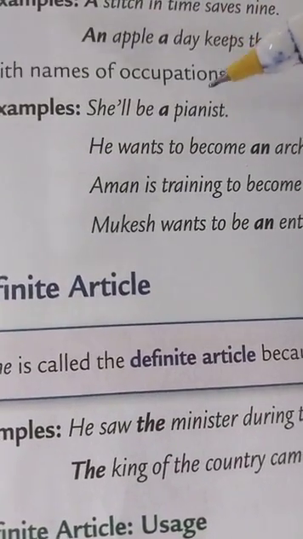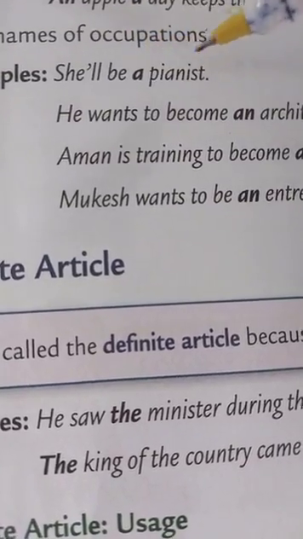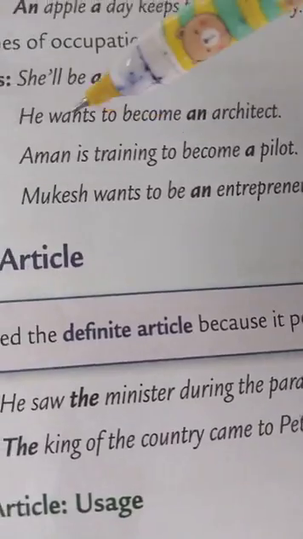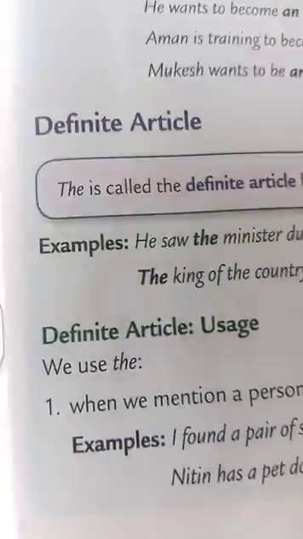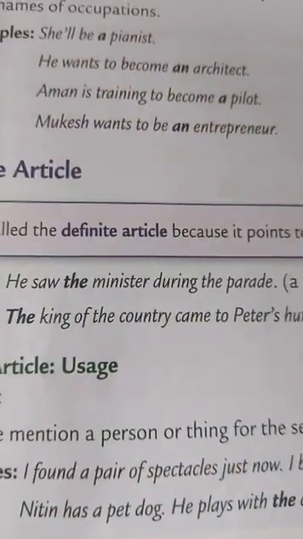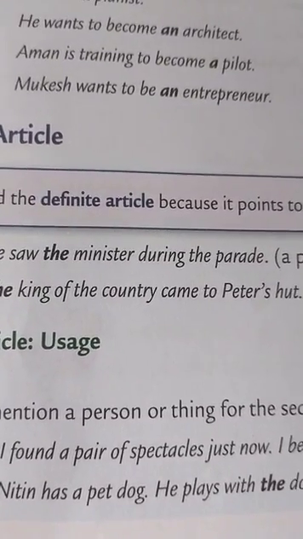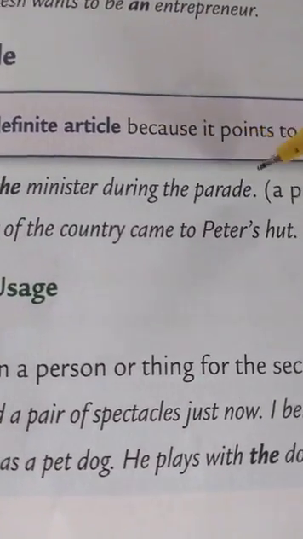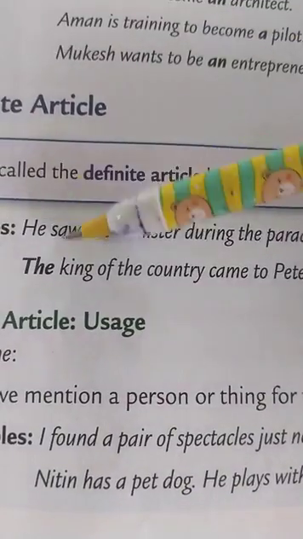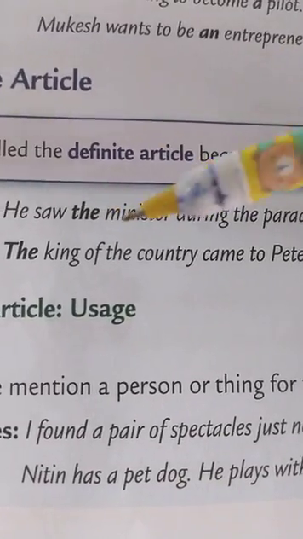Okay. With names of occupations, we use article a or an, like she'll be a pianist, he wants to become an architect, Aman is training to become a pilot. Okay. Now definite article the. The is called a definite article. Why is it called a definite article? Because it points out a particular person or thing in a sentence. For example, he saw the minister during the parade. In this sentence we are talking about a particular minister, so we have used article the. The king of the country.